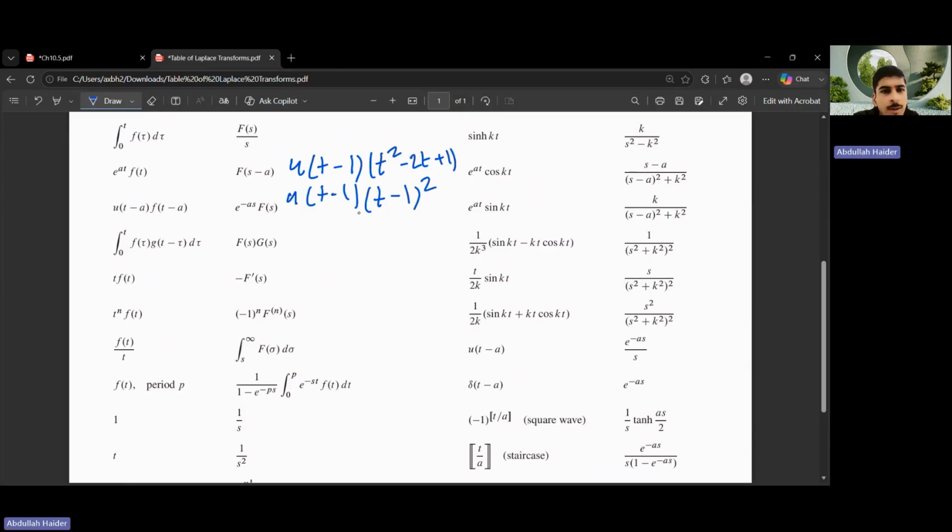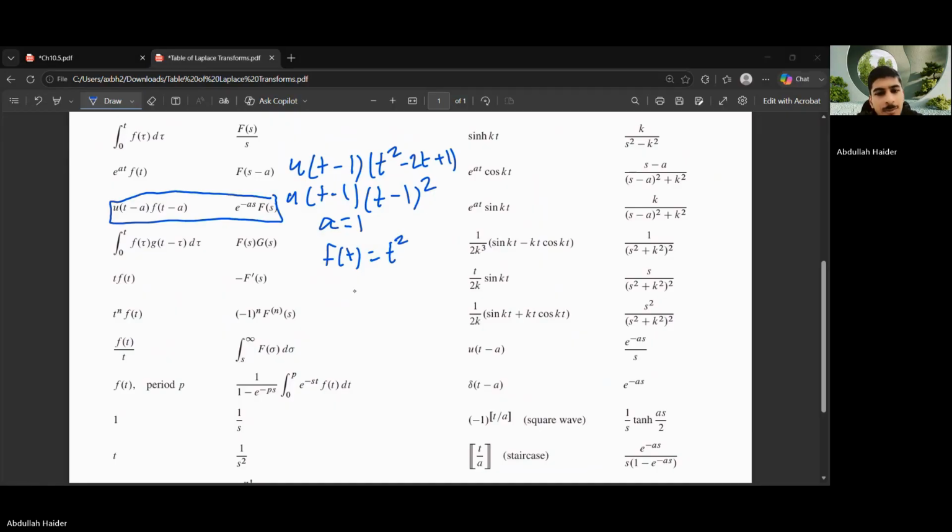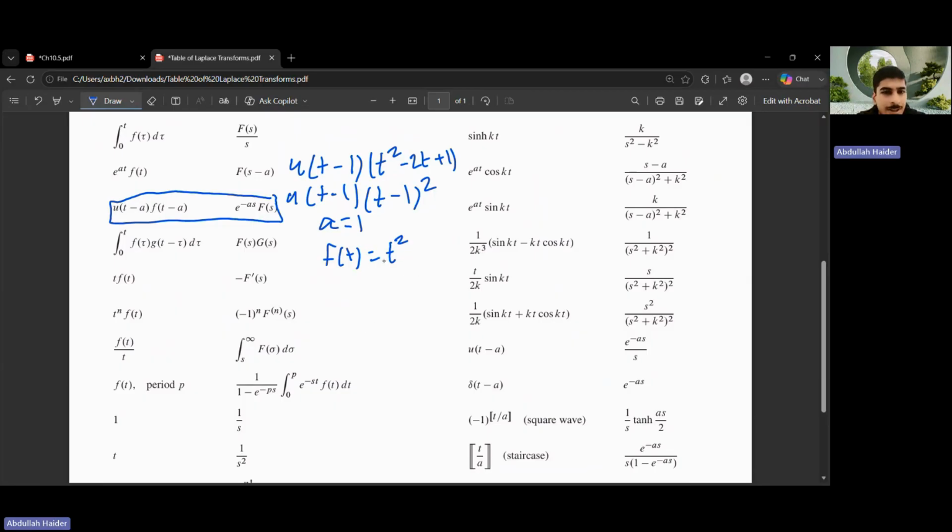So now what you can do is you take this, and you will be using this formula to find the Laplace. Your a is 1, but your f(t) in this case, and this is kind of a special case, is going to be t squared. It's really hard to explain why it's t squared and not the whole thing inside. But just know that your a is 1. Basically, it's matching u(t minus a) f(t minus a). This is your f(t minus a). We have a 1 here.